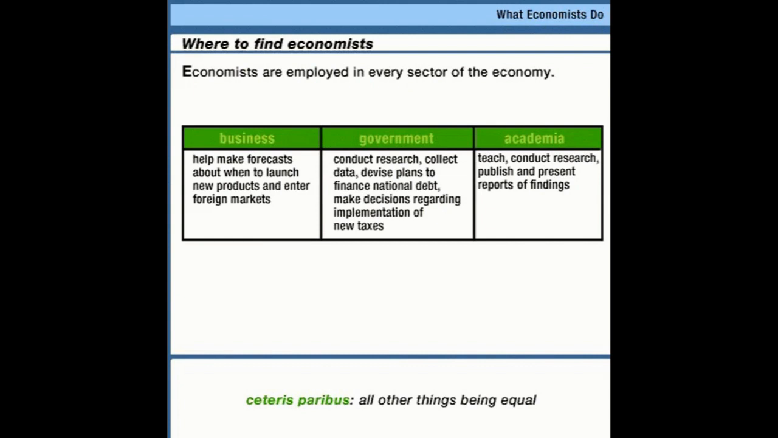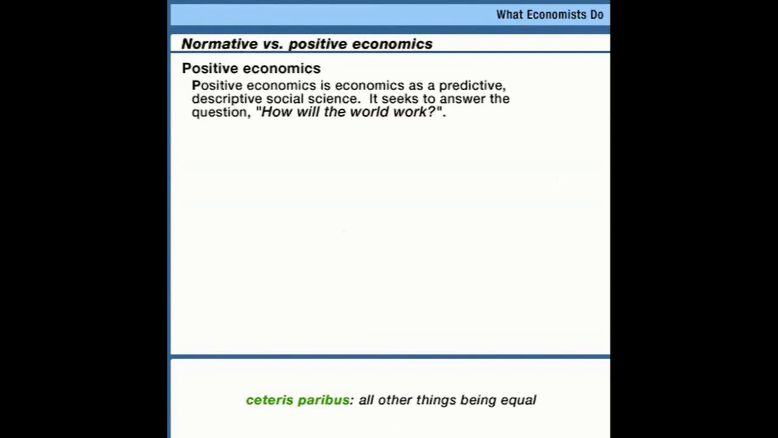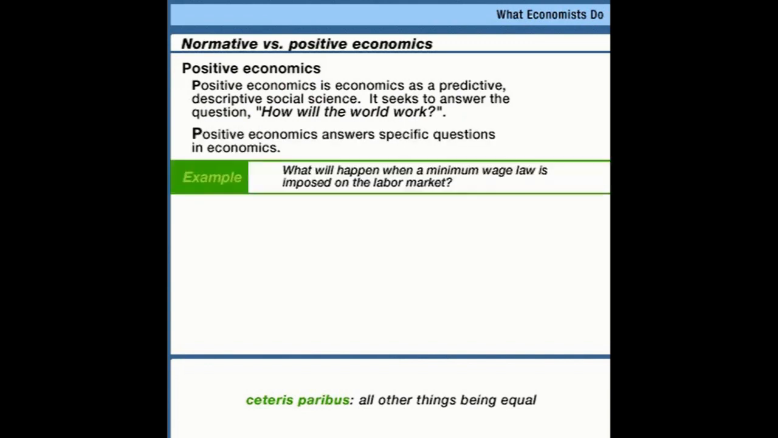There's one more thing to say about economics as a study, and that is that we want to make a careful distinction between positive economics on one hand and normative economics on the other. Positive economics is economics as a predictive, descriptive social science. Positive economics seeks to answer the question, how does the world work? What is going on? Whenever we do positive economics, we're making observations. We're asking questions like, what will happen when a minimum wage law is imposed on the labor market? Will we see unemployment? Will we see an increase in wealth? Positive economics answers the question, what will happen in the bread market if we impose a tax on the sales of bread? Positive economics answers questions about the way the world works, what is, predictions, and descriptions.